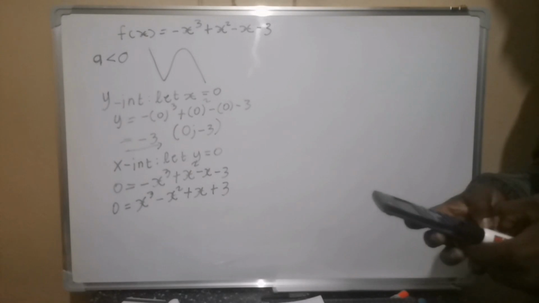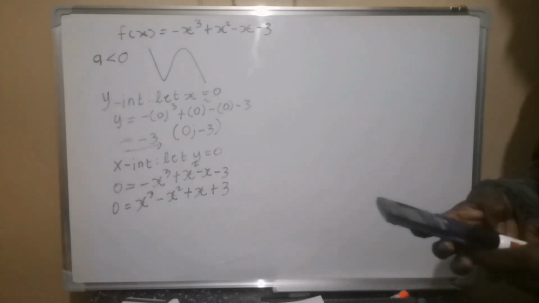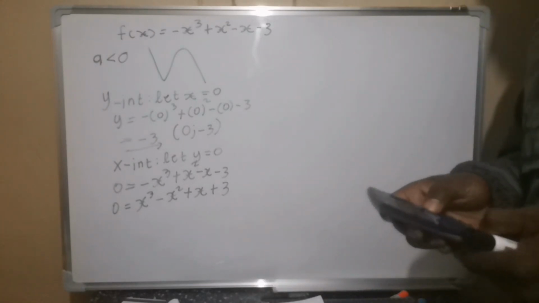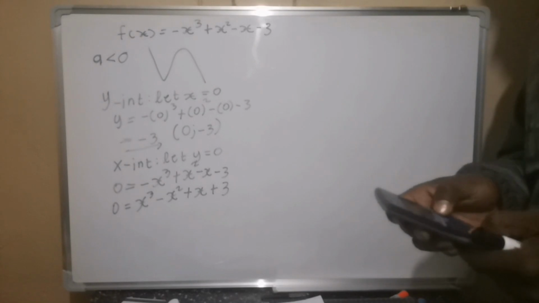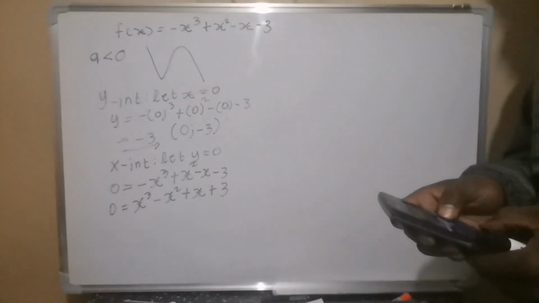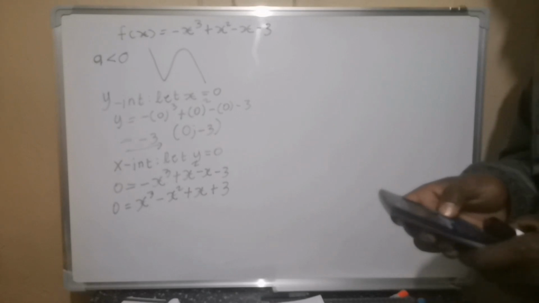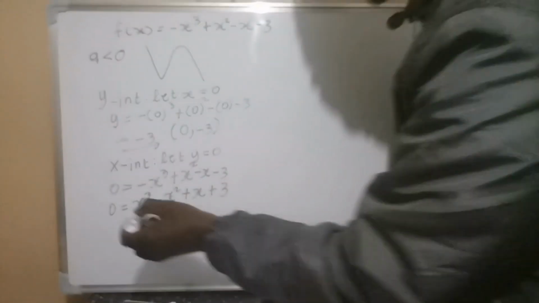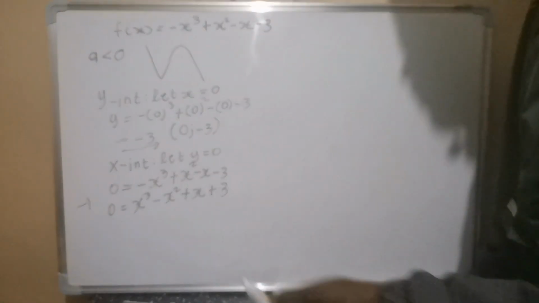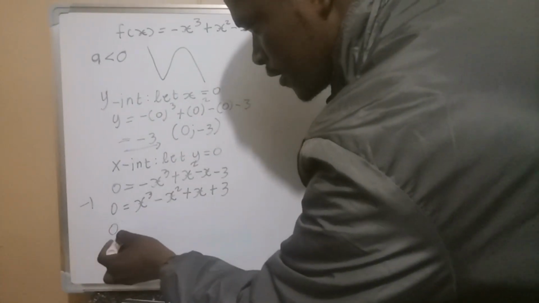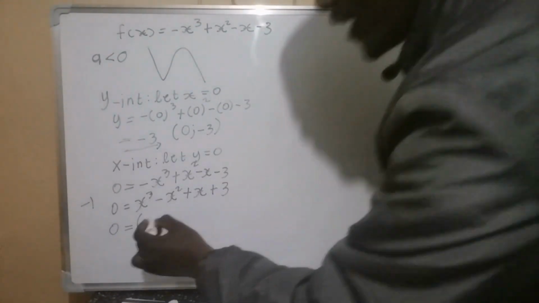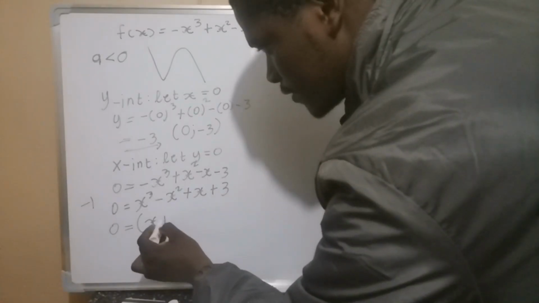1 cubed minus 1 squared plus 1 plus 3. When I put 1, I get a positive 4. That means it's wrong. Then just put in -1 here. Where I see x, -1, I get 0. That means f at -1, when I put -1, I get 0. That means x plus 1 is a factor. So remember, when you take this -1, inside the bracket is x plus 1.